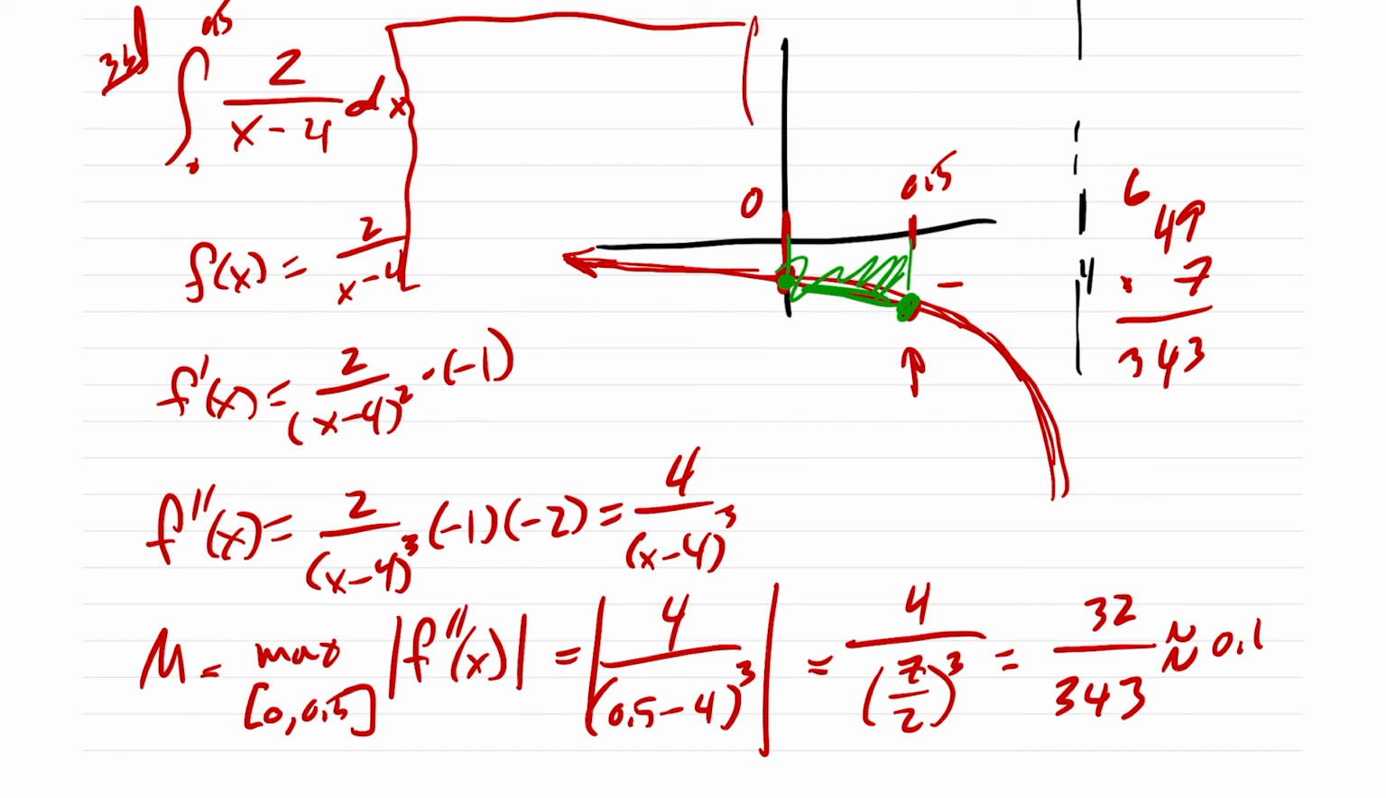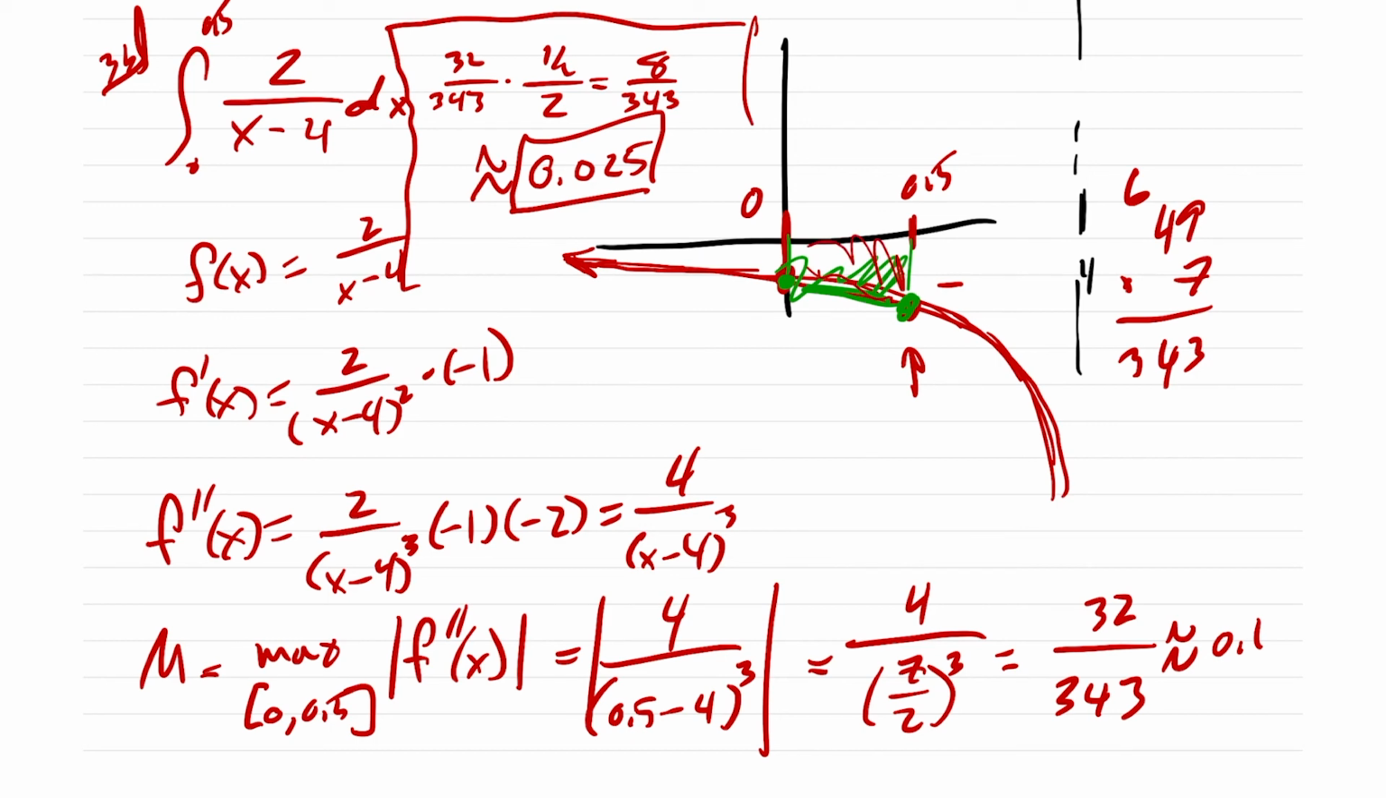The error bound, the error is now going to be 32 divided by 343. This isn't actually the error, but it's probably the biggest contributor. Times b minus a, so 1/2 divided by 2. So this is going to get even better. So we have 32 divided by 4. That's going to give us 8 over 343, and so this is roughly 0.025. So the error for even just using one step of the trapezoid rule here is excellent, and that's just because it is relatively flat in this area.